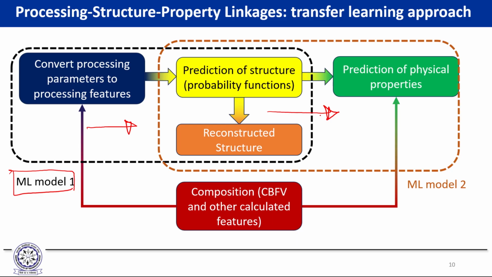And in many cases, you will see that the only property you are trying to predict are intrinsic properties, in which case you can actually bypass this PSP linkage and go straight away from the composition to the final property prediction. So this is basically what we mean in terms of this processing structure property linkages.